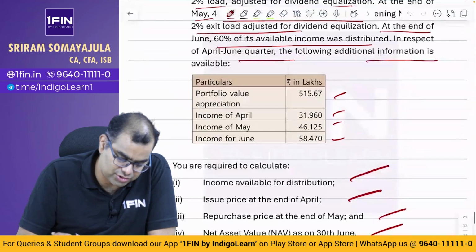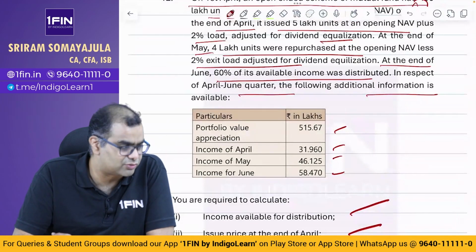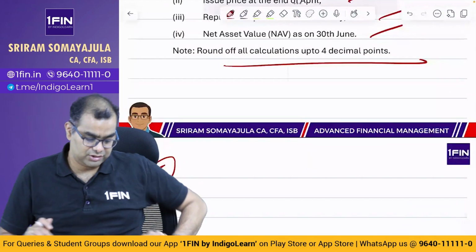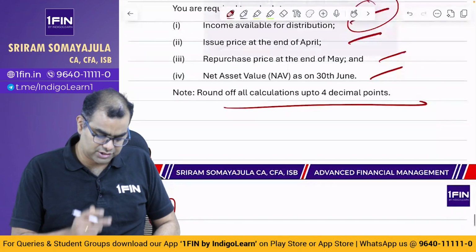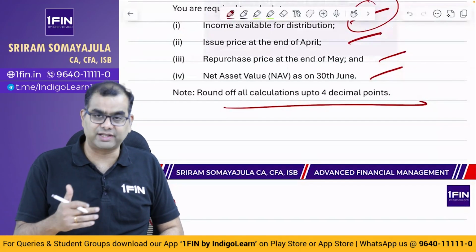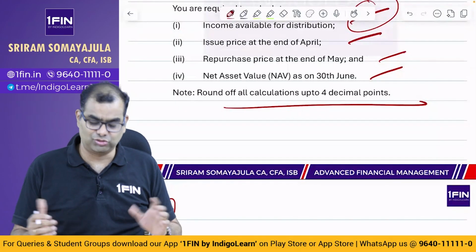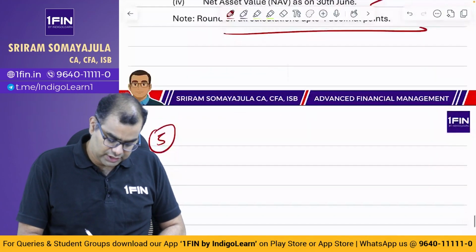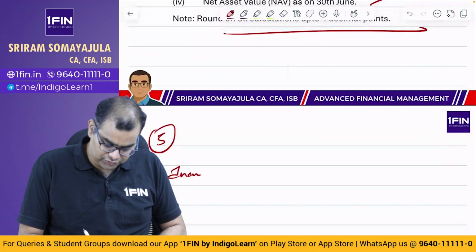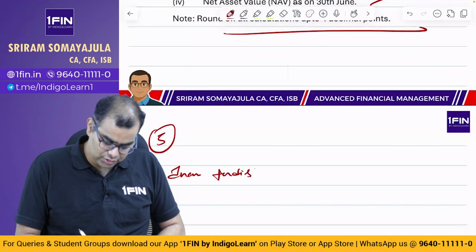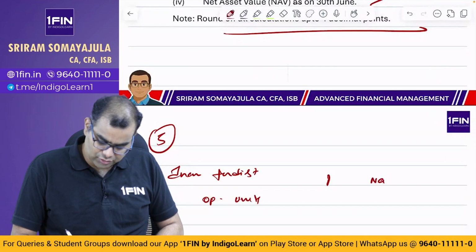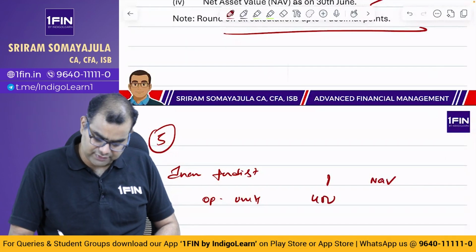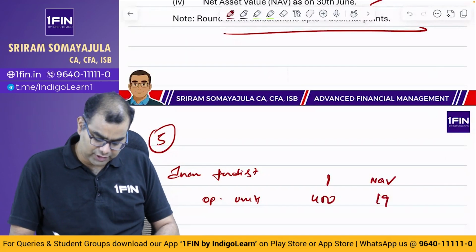Income available for distribution. See, first of all, what do you have to do in this question? I'll open the question here. Now, let us look at this question. What are the things that are required? One is NAV, repurchase price, issue price and income for distribution. The first three things are now interlinked together. Fourth one is an outcome. Okay, so income for distribution, opening units, lakh and NAV, opening is 400 lakhs, NAV is 19, okay.